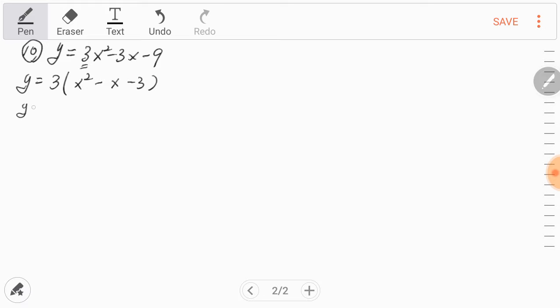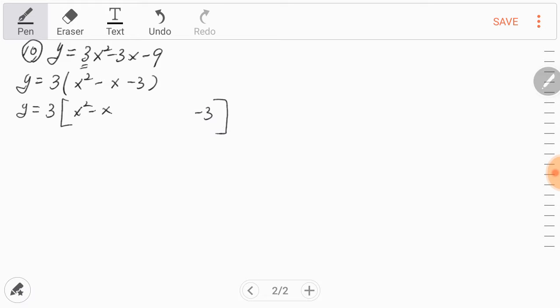And then let's make a perfect square inside the parenthesis. So, okay, let me write it here, minus x, and then put some space, bracket.